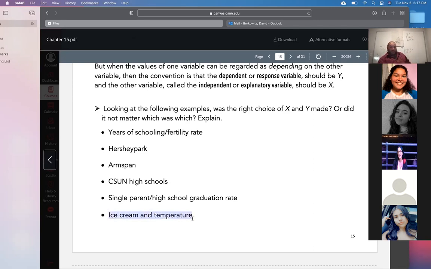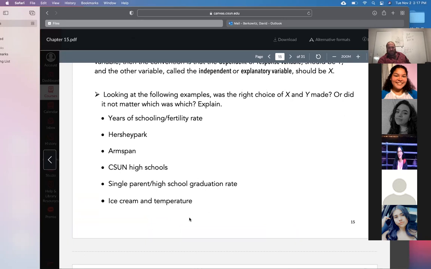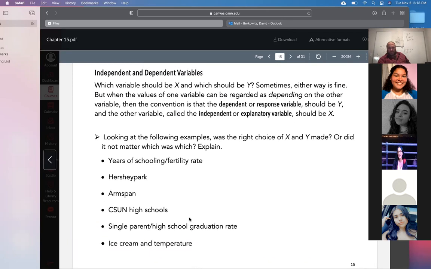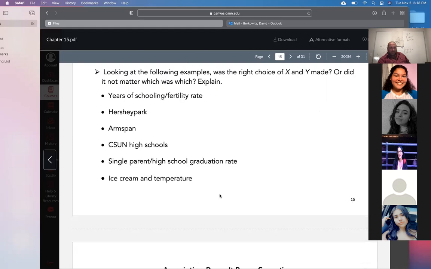And then ice cream and temperature, again, I would think temperature should predict ice cream, not the other way around. So that all kind of makes sense, right? Seems reasonable. Anyone? Yeah. Okay. All right.